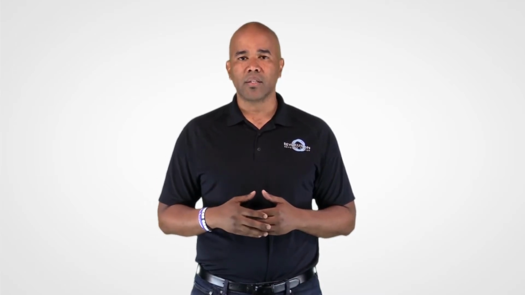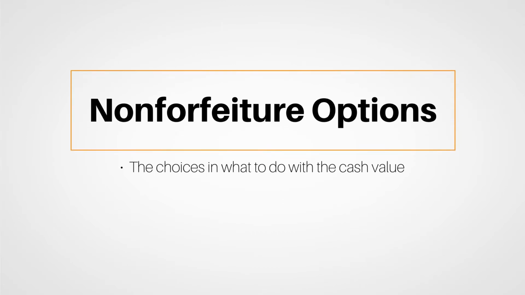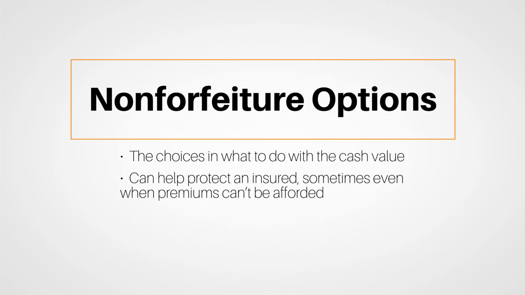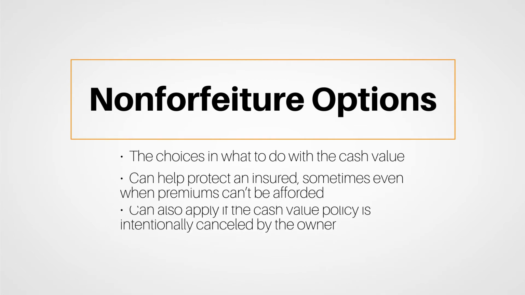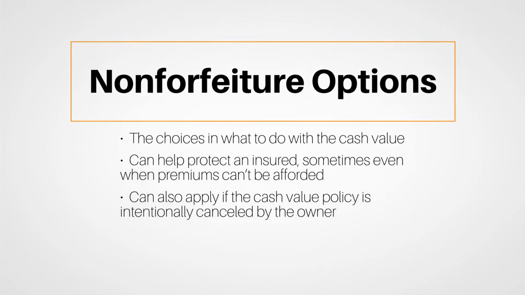There's another type of protection in place for permanent policyholders as well. If a permanent policy lapses because the premium has not been paid, the insurance company cannot declare the cash value forfeited and keep the money. The policy owner will have choices in what to do with the cash value. These are known as non-forfeiture options and can help protect an insured, sometimes even when premiums can't be afforded. Non-forfeiture options can also apply if the cash value policy is intentionally canceled by the owner.